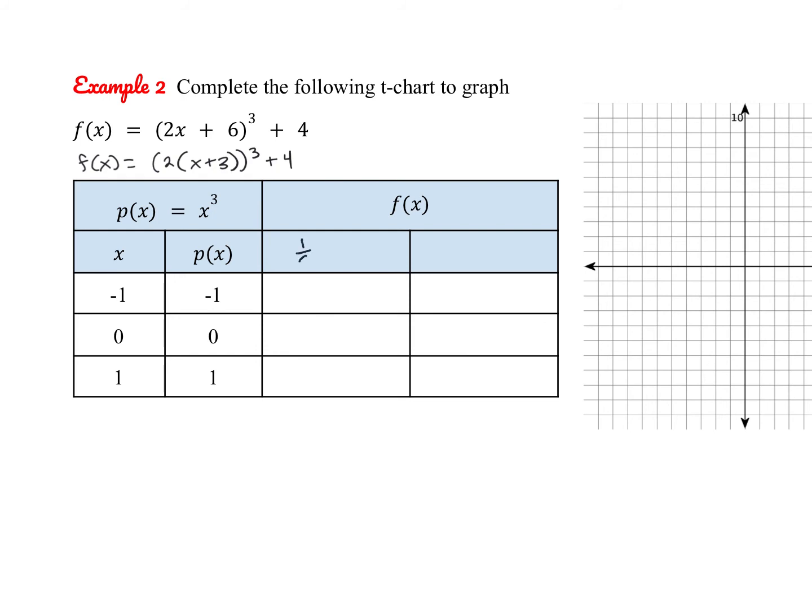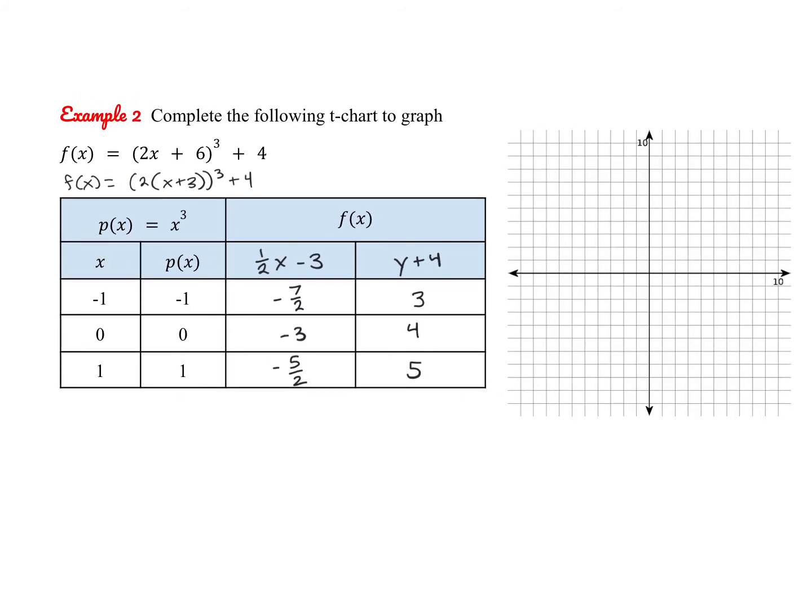So I'd multiply my x values by 1/2. And then this shifts our x values to the left 3. So to do that to our coordinates, we're going to subtract 3. And then the only vertical change I see is the shift up 4. So we're going to add 4 to all of our y values. So let's take a moment and fill out our t-chart. So you should get these 3 coordinates, which we will graph on the right.